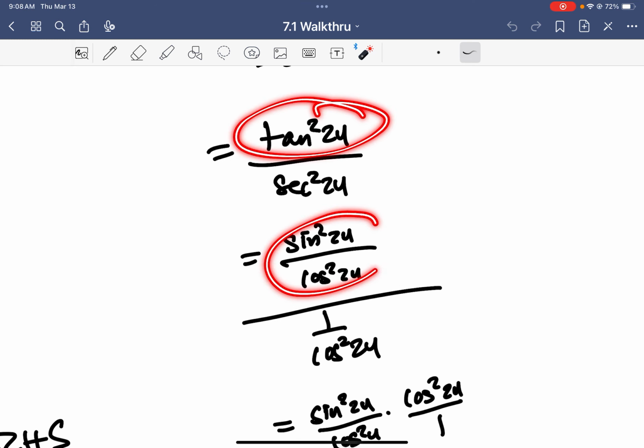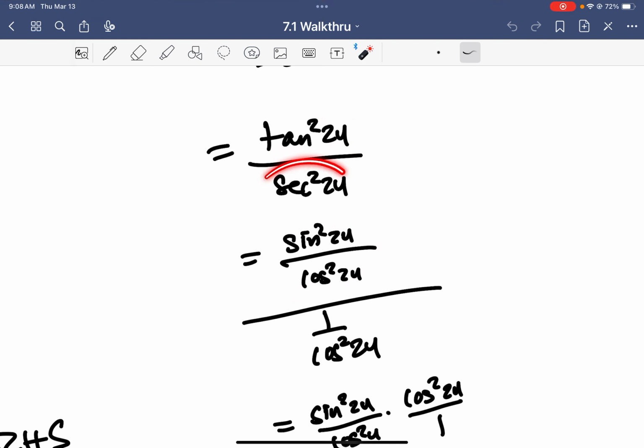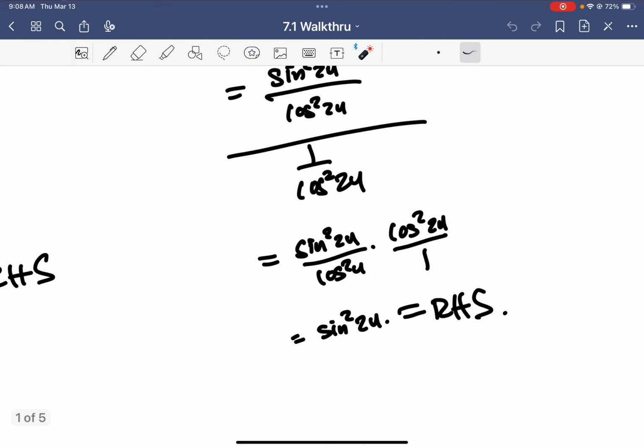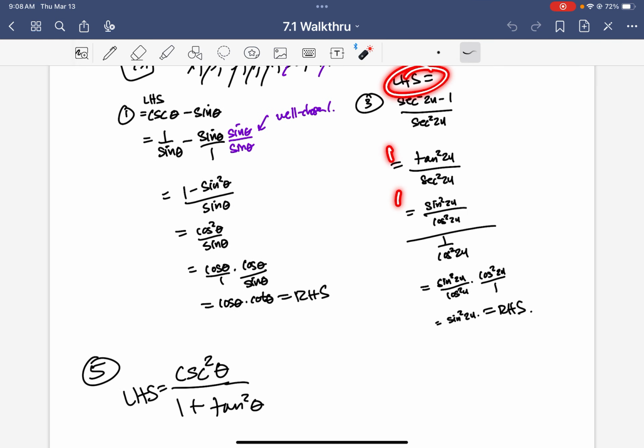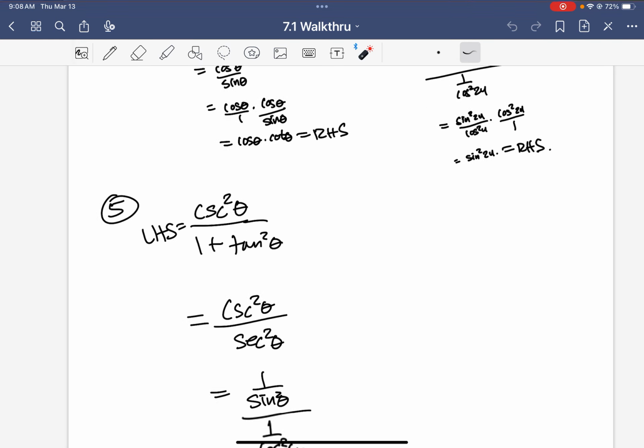So tan is sine over cosine, and secant is 1 over cosine. Well, then I have a fraction divided by a fraction, so I keep this, I change this to multiplication, and I flip that. Get this. Wonderfully, these cancel out and I get sine squared. So I've shown through a series of equals that this is equal to this.